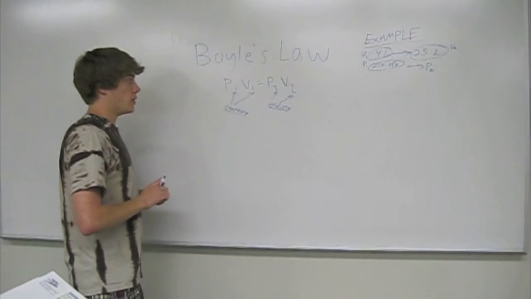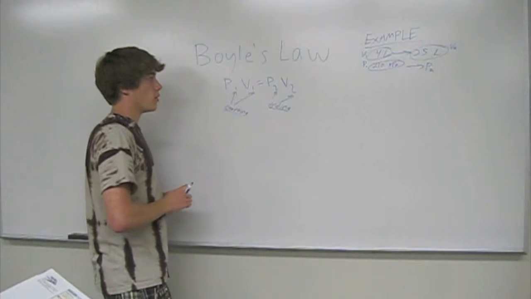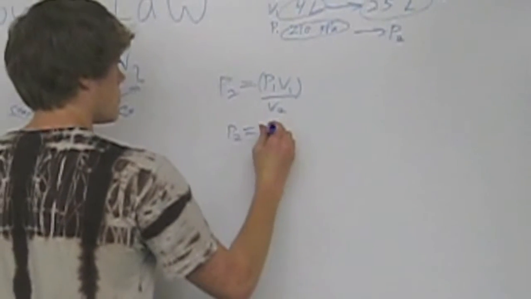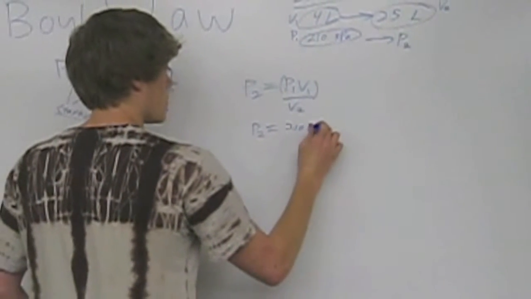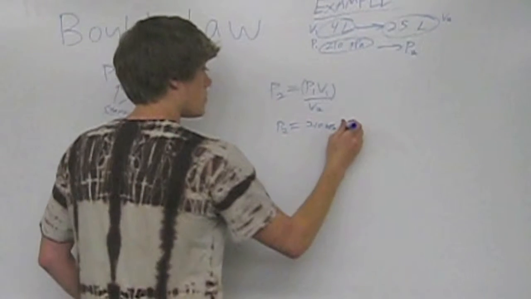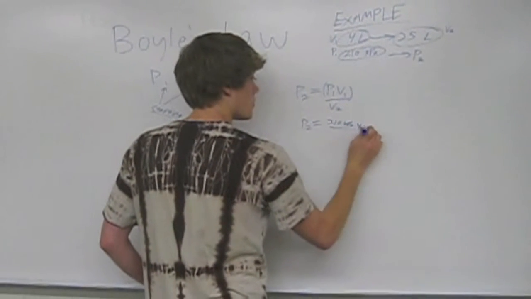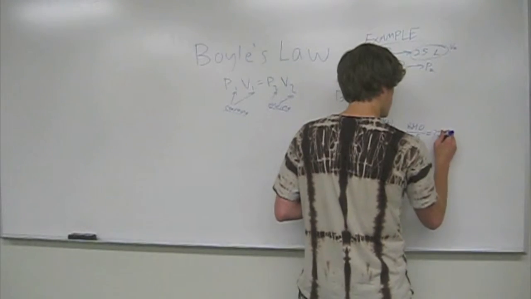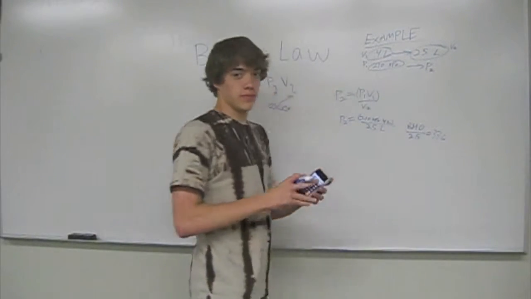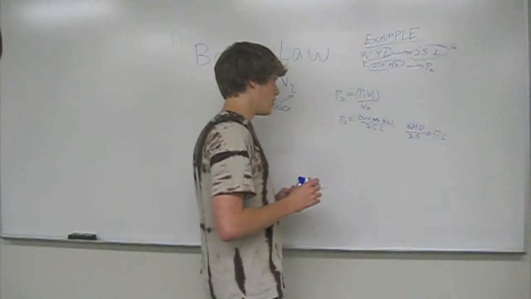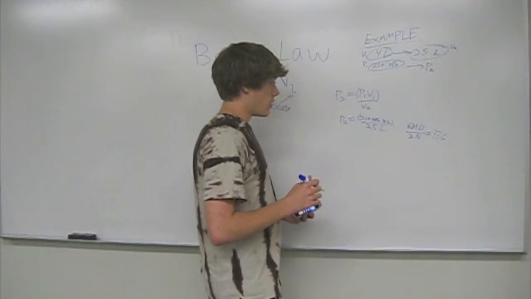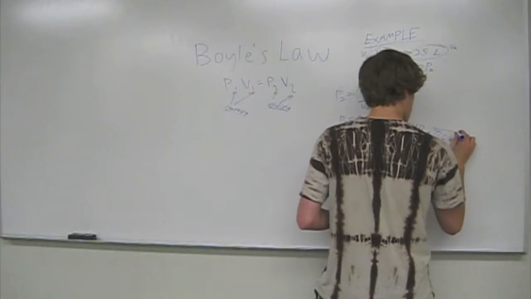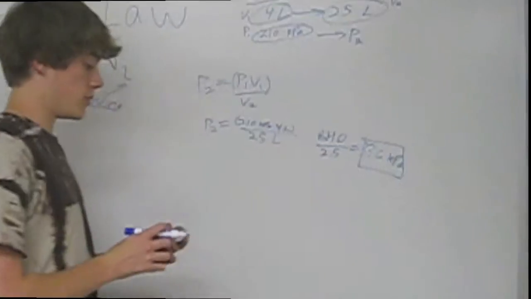We can either set up the equation and plug everything in, or we can rearrange it to find P2. 210 kPa times 4 liters divided by 2.5 liters. So at the calculator right there, we just plug the equation in. 336 kPa.